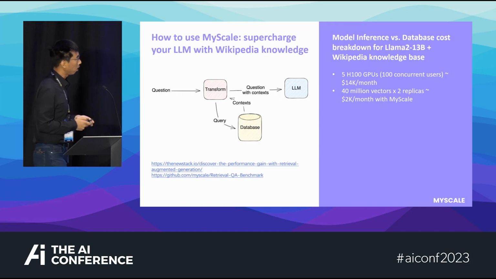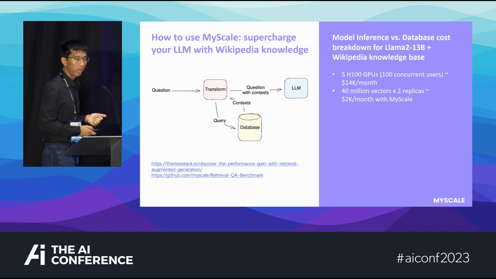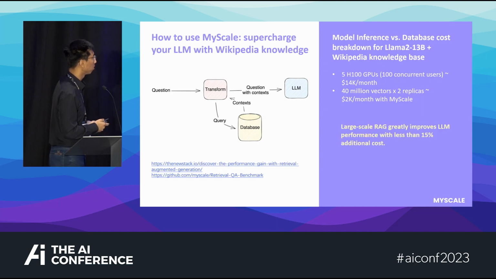Let me also do a cost breakdown analysis in such case. If you host a Llama 2 13B model with a Wikipedia knowledge base, like one of our typical users who want to support 100 concurrent users, they need about 5 H100 GPUs, and it costs you about $14,000 per month. And if you host a Wikipedia 2 replica with MyScale, it costs you about $2,000 per month.